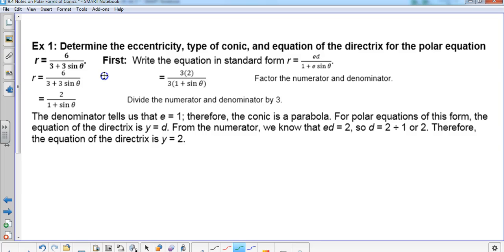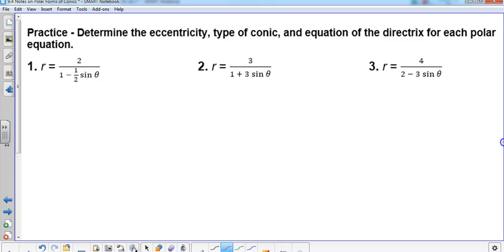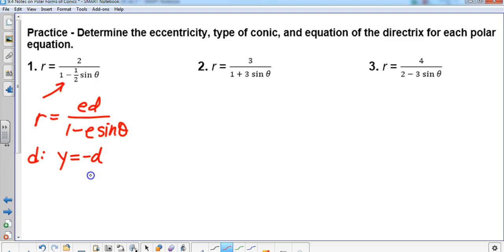Here's an example. You know what? I'm actually going to skip this one. I'm going to start with one that you guys have to do so you don't fall asleep. Does this one have a 1 where we want there to be a 1? Yes. So this matches an equation that looks like ED over 1 minus E sine theta off the sheet, yes? And for this polar equation, it says the directrix will be at y equals negative D, is that right?